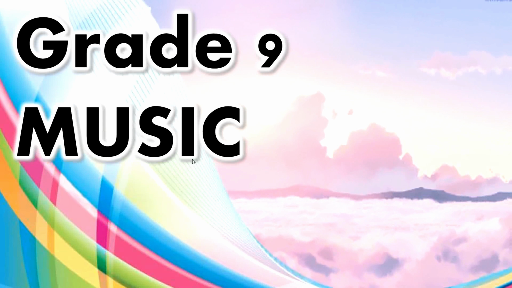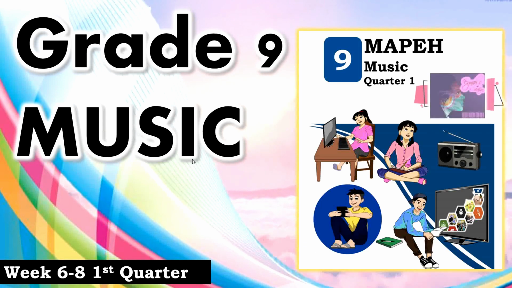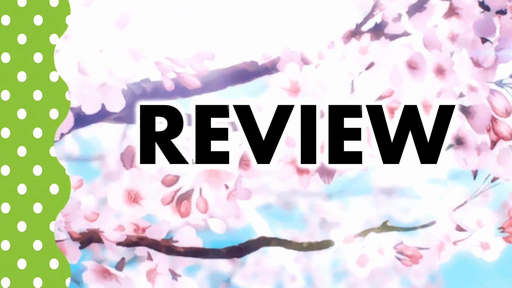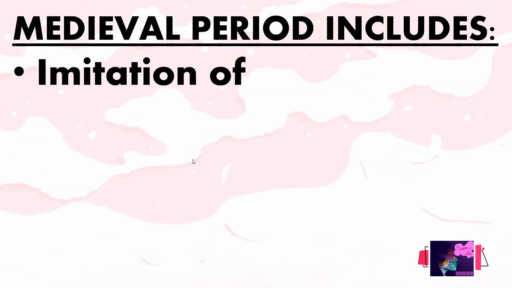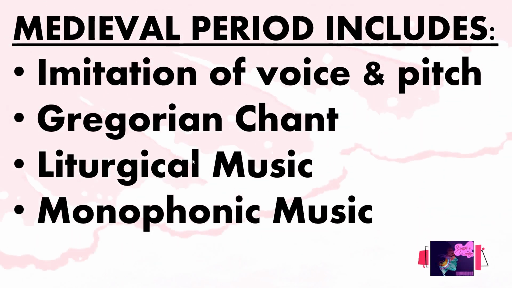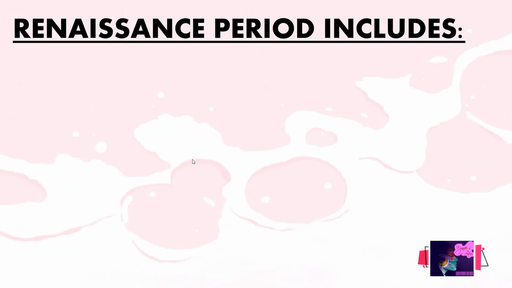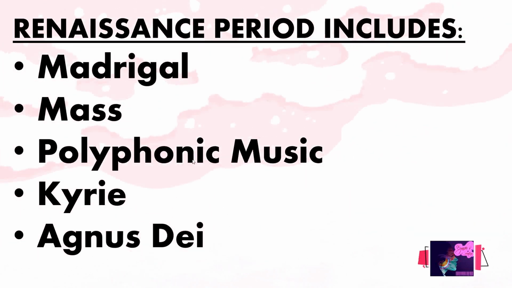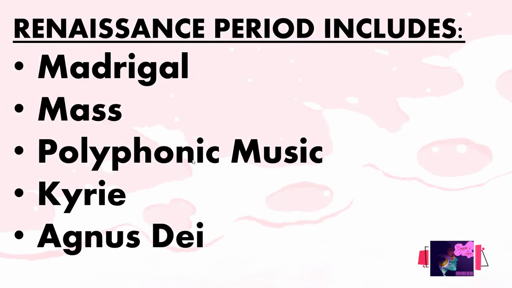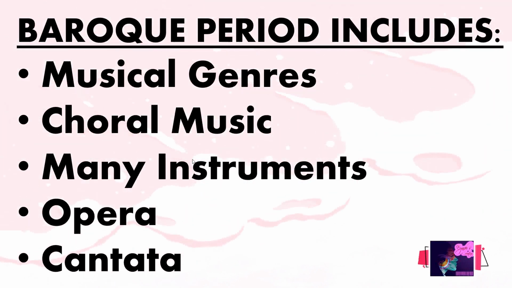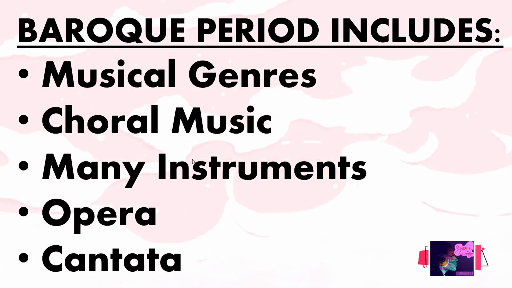And now, let's go to our last topic for this first quarter in music, which is performing music of the medieval, Renaissance, and Baroque periods. Let's first have a review of what we have learned from week one up to now. For the medieval period, we've learned about imitation of voices and pitch, Gregorian chant, liturgical music, and monophonic music. For the Renaissance period, we learned about madrigal, mass, and polyphonic music like the Kyrie and Agnus Dei. And for the Baroque period, we have music genres such as opera, cantata, concerto grosso, concerto, and choral music, and there are a lot of instruments during this period.